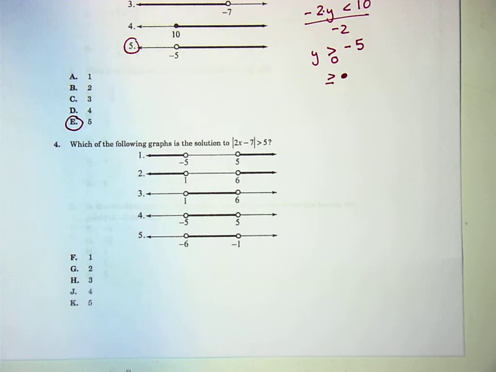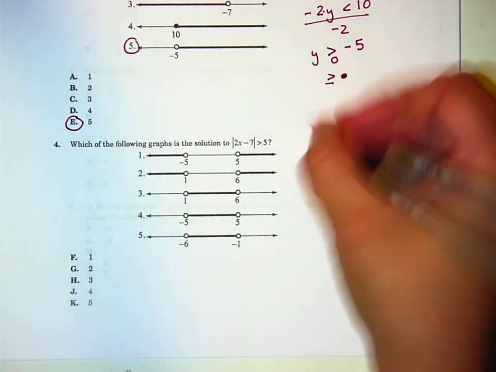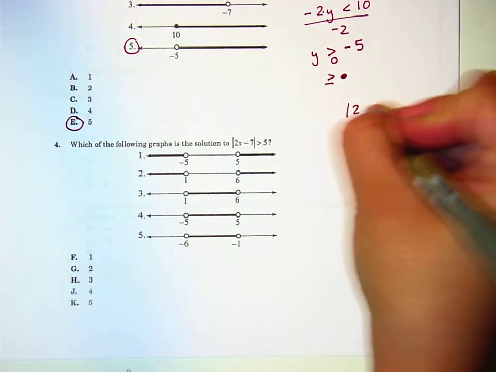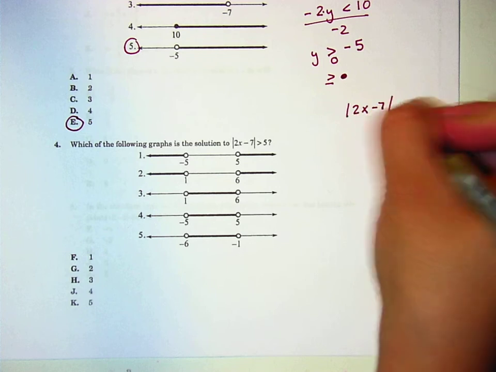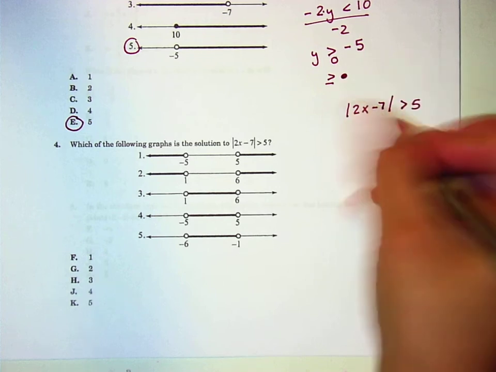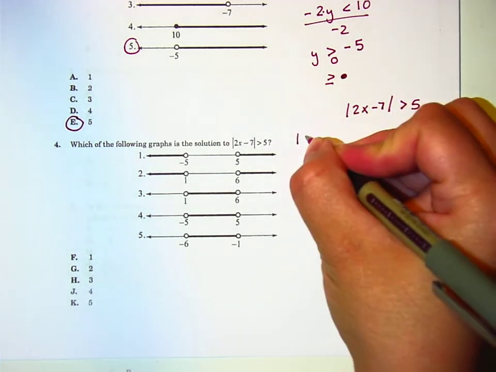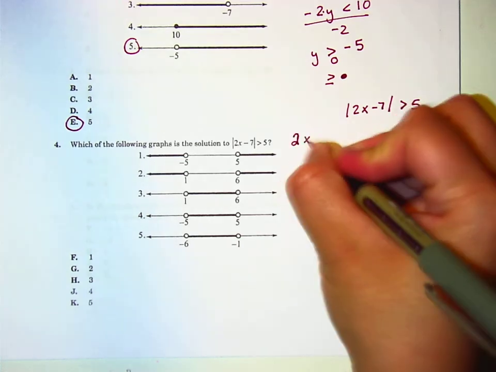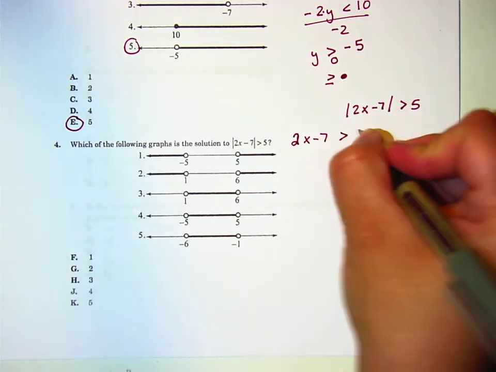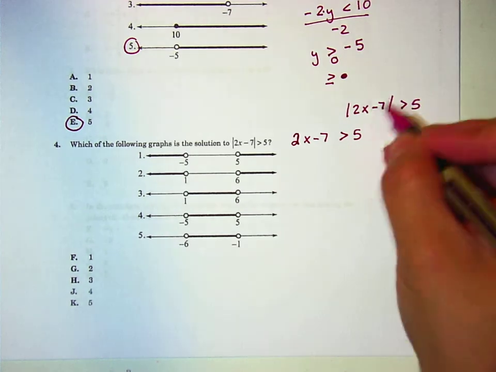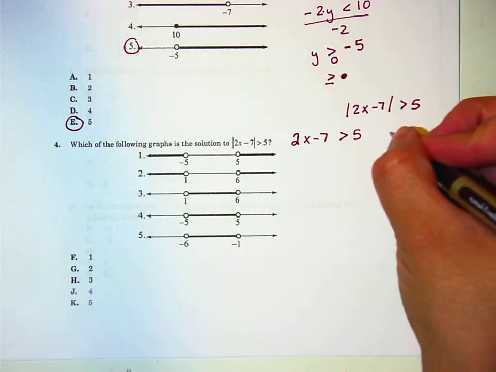Number 4, which of the following graphs is the solution to this one? Okay, so this one, anytime you have an absolute value equation, you have to write 2 equations. So you basically say, okay, the stuff on the inside, 2x minus 7 is greater than 5. That's one equation it could be. Or the stuff inside could actually be less than negative 5.